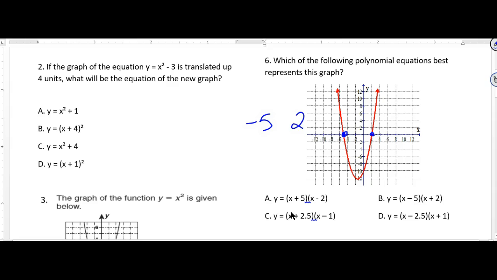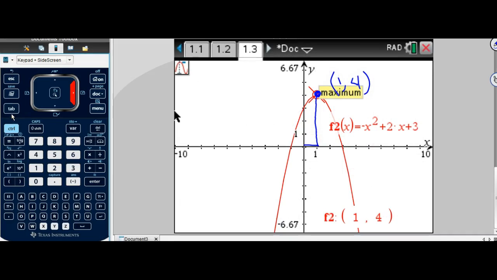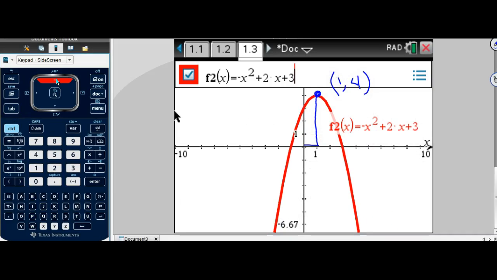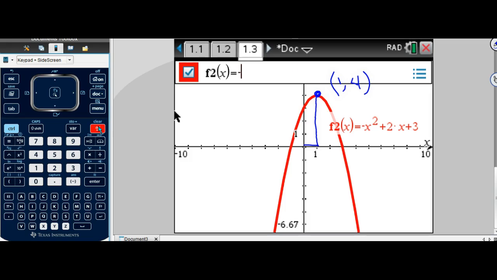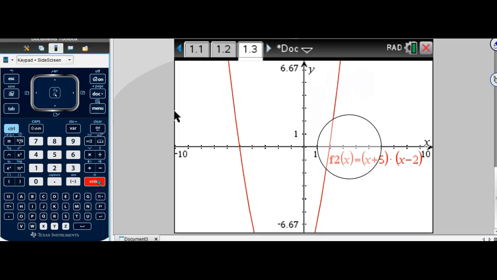So, I'm going to check A, parentheses x plus 5, parentheses x minus 2. So let's go see what we have. Parentheses x plus 5, x minus 2. If I graph that, I do have the zeros at 2 and -5. That one's looking like it might be it. Just to make sure, I'm going to go check all the rest of them. Or I could go check where the vertex is also.